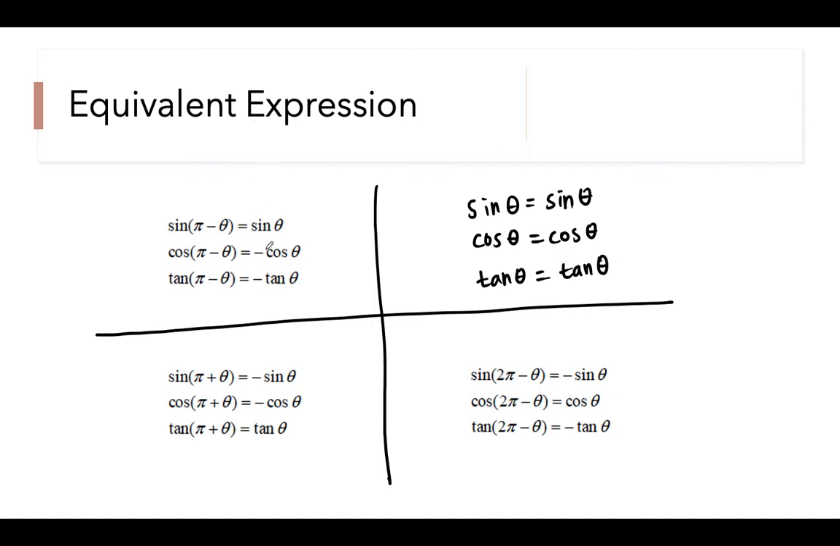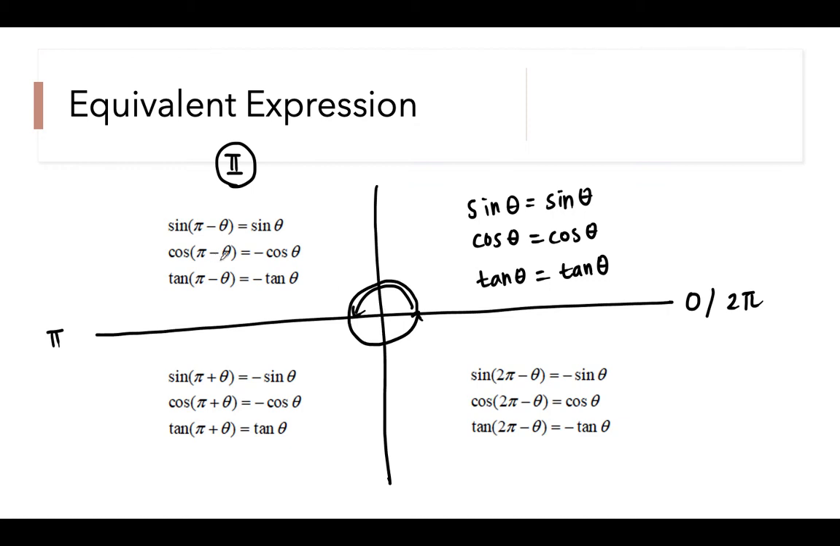Now, to do the equivalent expression, like I said, the related acute angle is based on the x-axis. If we think about the x-axis, this is 0. If the angle goes all the way here, this is going to be pi. And if we go all the way to the other x-axis, this is going to be 2 pi. So if we have a terminal arm in quadrant 2 here, that means sine is equal to sine of pi minus theta.